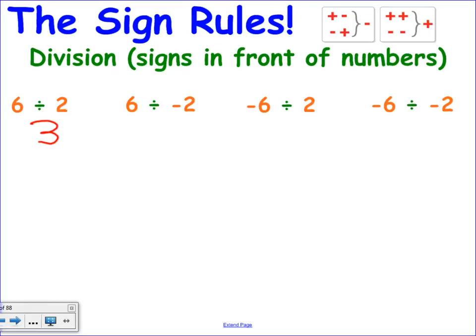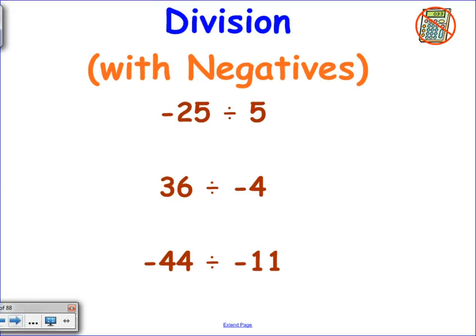I've got to look at the numbers. So the result is going to be negative, and it's going to be 3. -6 divided by +2. Good, because you've got a negative and a positive, so the result is negative 3. -6 divided by -2. Good, it's positive, and it's the number 3. Everyone happy? Oh, that's a lot easier than I thought it was going to be. Okay, brilliant. There's some divisions for you.